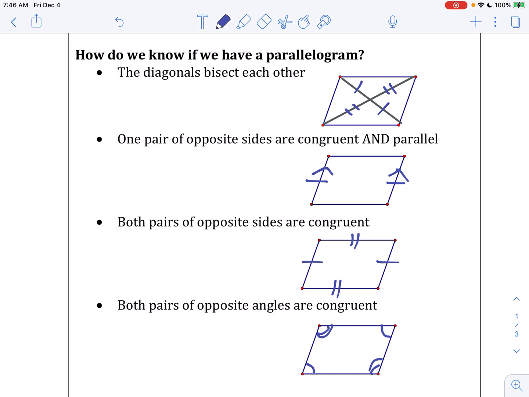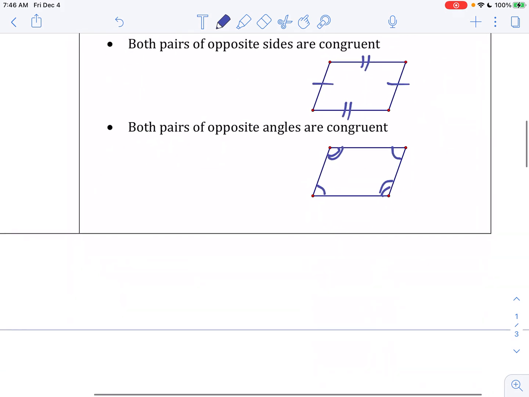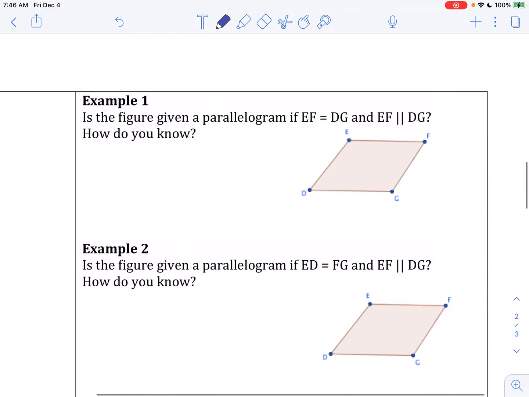So think of these kind of like our triangle congruence shortcuts from last time. They just don't have fancy names like SSS and SAS. We would actually have to write out, we know it's a parallelogram because the diagonals bisect each other. Okay, so it's a little bit more wordy, but that's okay. All right, so we're going to try some things out.